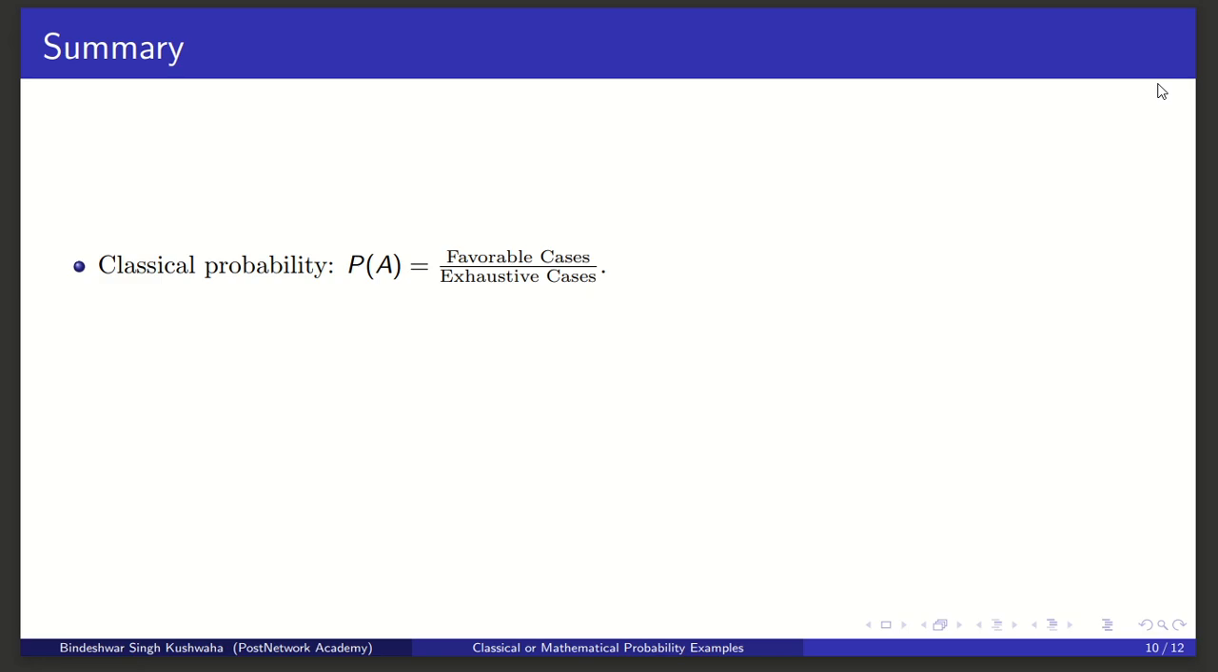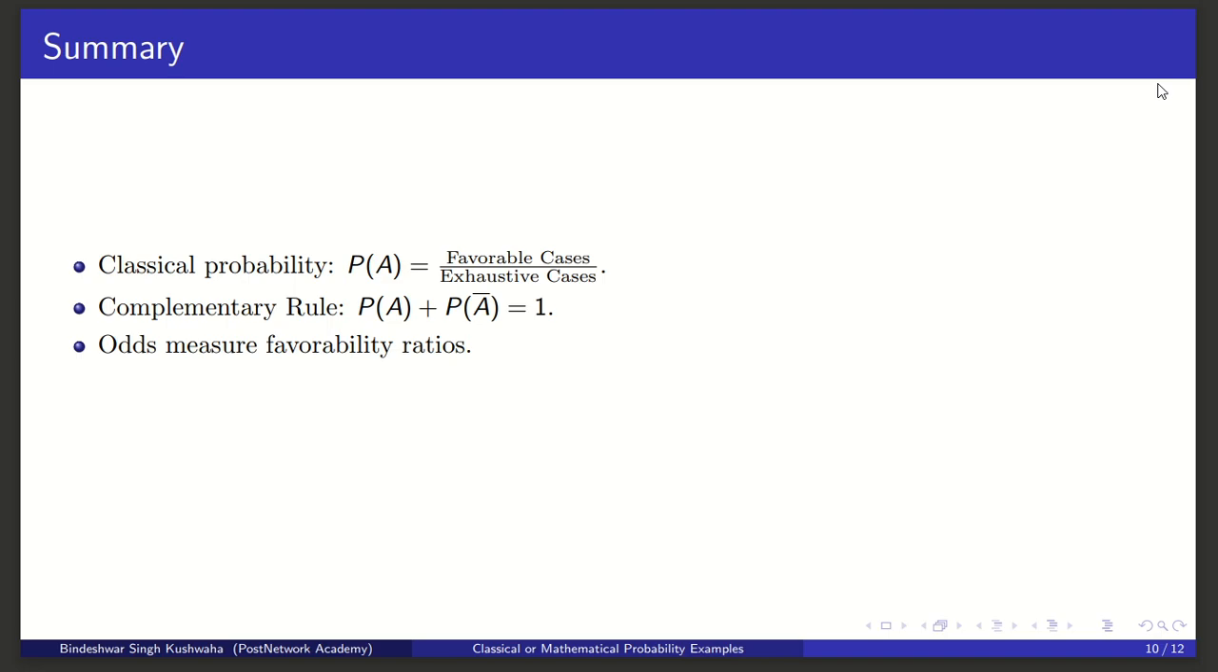Now let us summarize. Classical probability of an event A is equal to favorable cases upon exhaustive cases. Complementary rule: probability of event A plus probability of its complement is equal to 1. Odds measure favorable ratios.